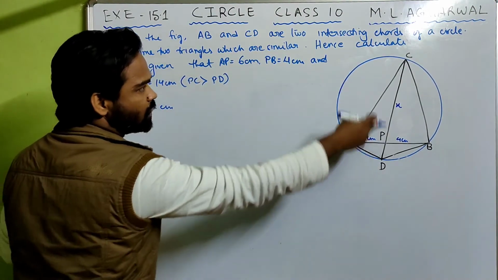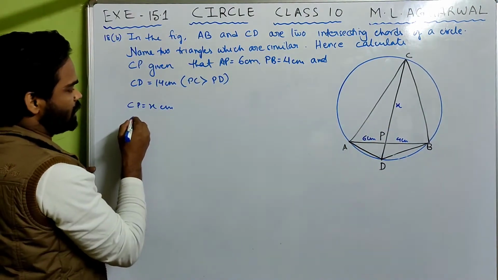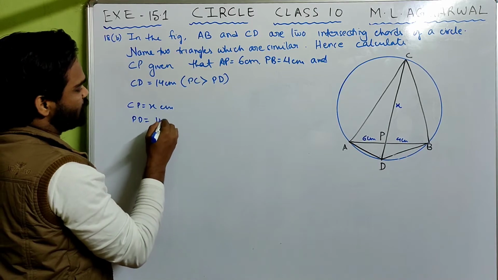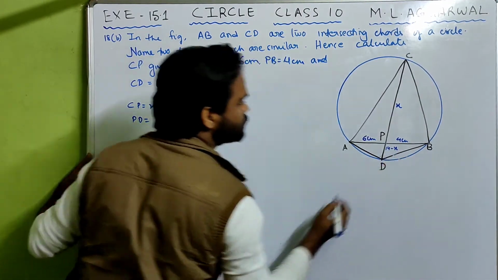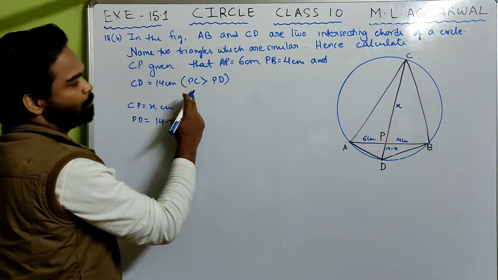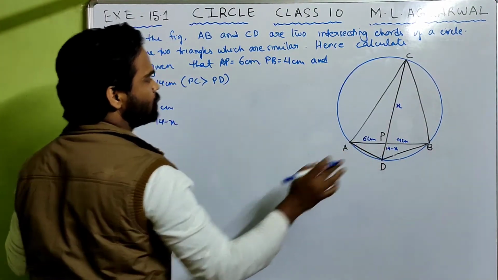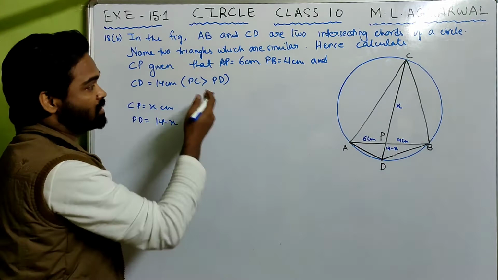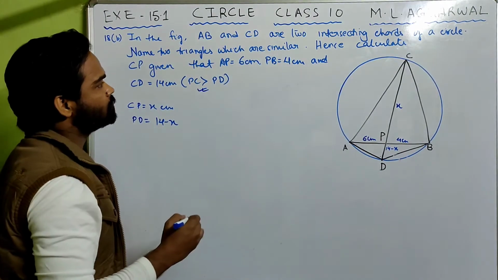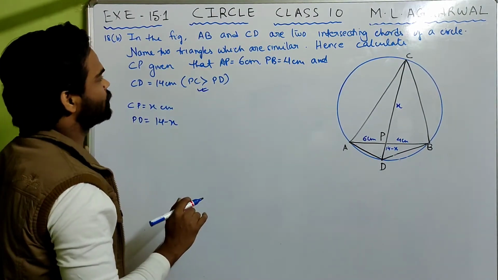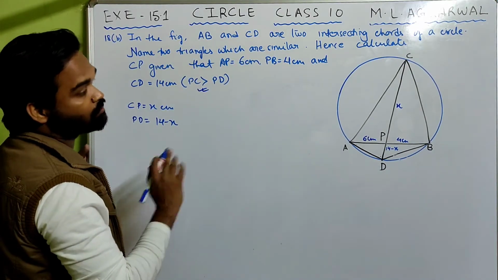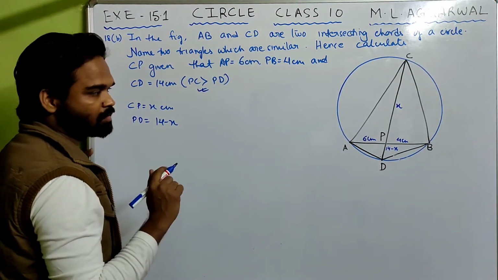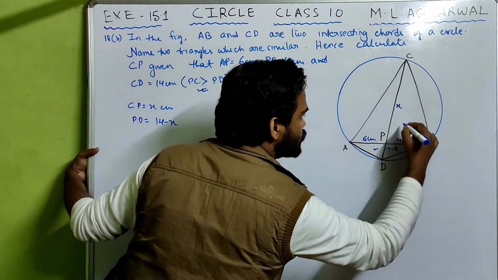So if CD is 14, I have taken CP as X. So can I take PD as 14 minus X? Look over here. This is 14 minus X. And they've given PC is greater than PD. Quite evident from the diagram, but still. Why have they given this? We'll see that. Now, first of all, we need to find which two triangles are similar.